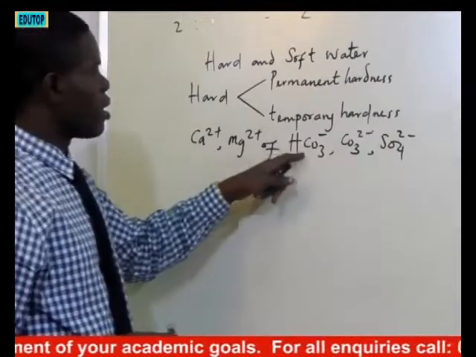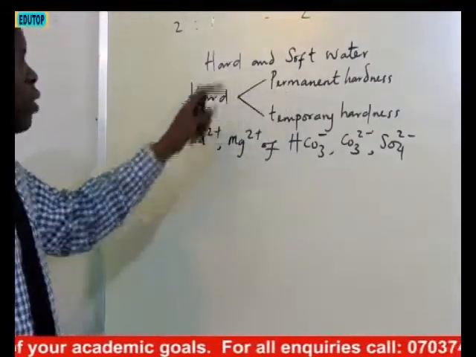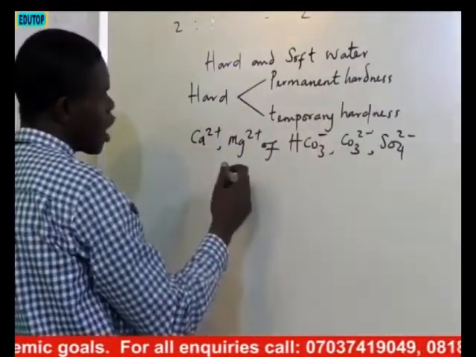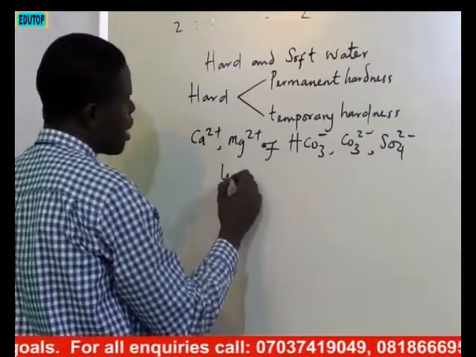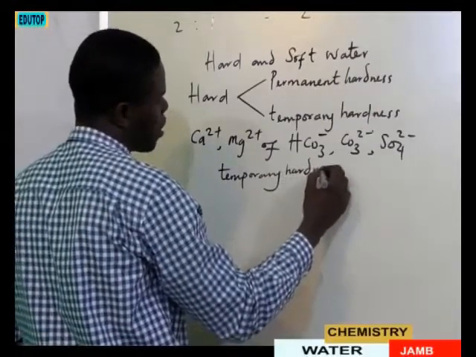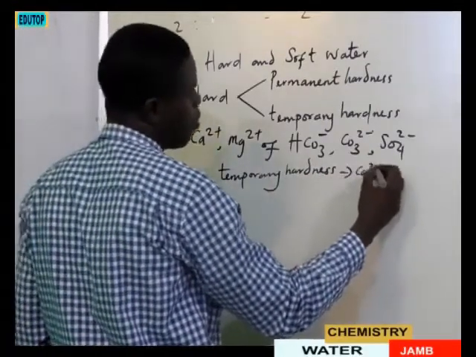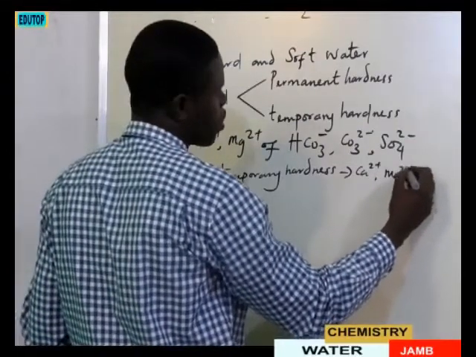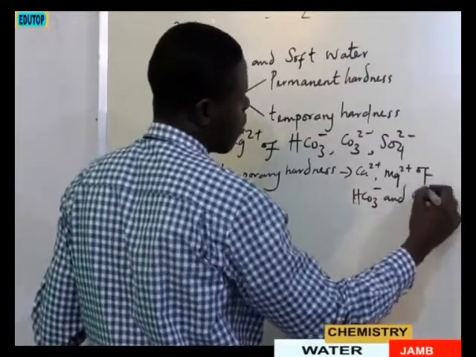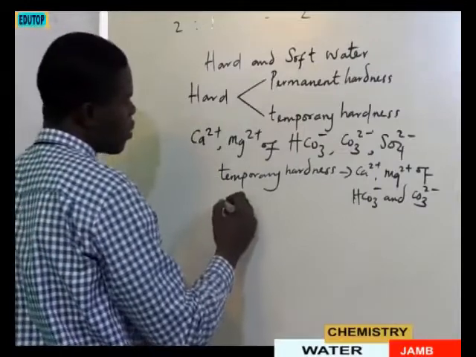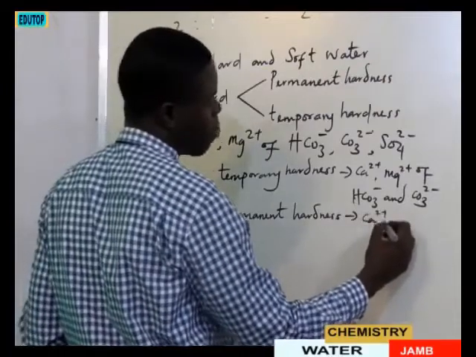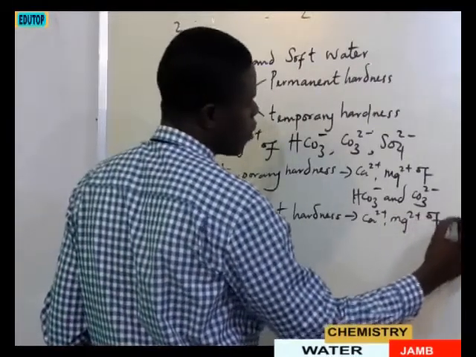That is what is responsible for what? Hardness in water. But if you are to talk about permanent hardness and temporary hardness, we are talking about temporary hardness. Temporary hardness is as a result of calcium 2+, magnesium 2+ of hydrogen carbonate and carbonate itself. But if you are talking about permanent hardness, then we'll be talking about calcium 2+, magnesium 2+ of sulfates.